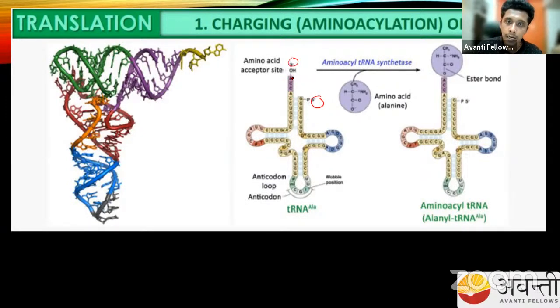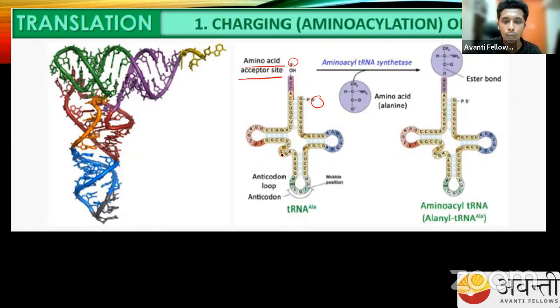In the 3' end, you have an additional or elongated tail. There is an elongated sequence of codes. So that end is called the 3' end. And why is it important to recognize the 3' end? Because it is also called the amino acid binding site, or the amino acid acceptor region. That is the first region.